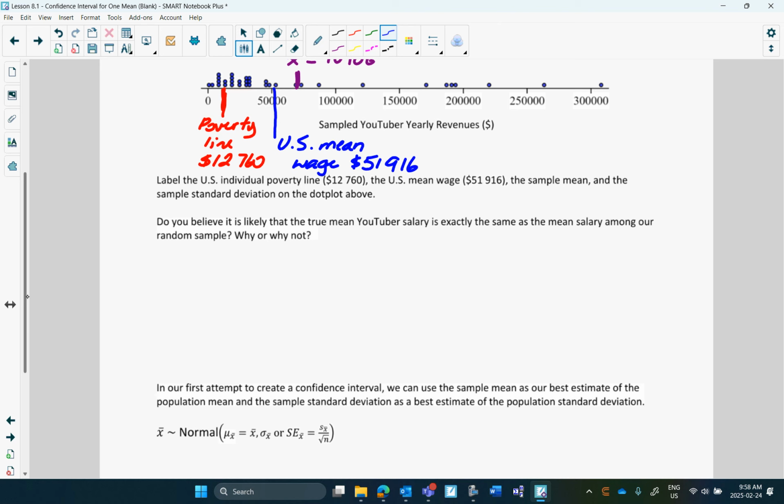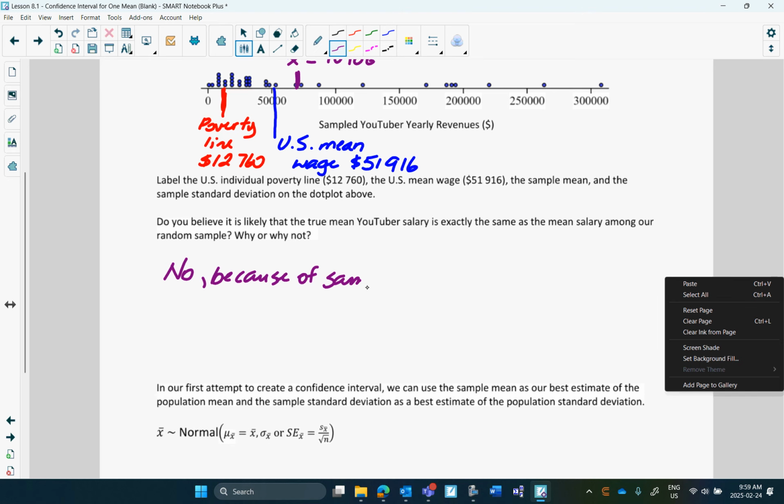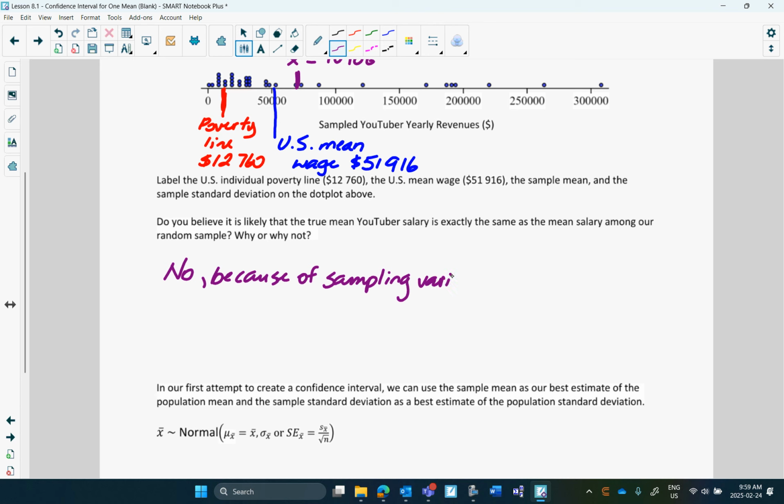So do you believe it's likely the true mean YouTuber salary is exactly the same as what we got in our sample? No. Why? What's the main explanation? What happens if we took another sample? Would it be identical? No, it would be a little bit different, right? It might be above, another sample might be below, another might be below again, another might be above. That's called sampling variability or sampling variation. So no, because of sampling variation. Different samples produce different results.